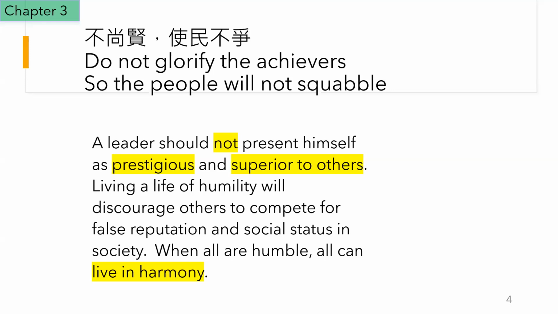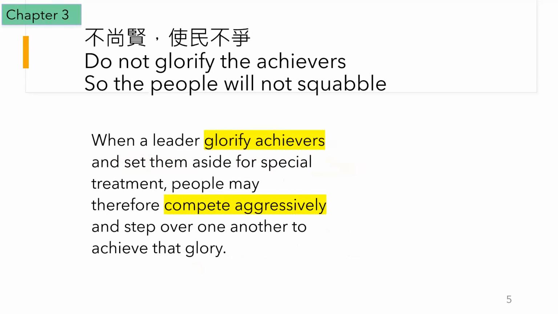So it is very important to have a good leader in a community or organization, because his example can have a very positive influence over the people he governs, guides and teaches. Okay, 不尚贤，使民不争. On the contrary, when a leader glorifies achievers, always praises somebody for their success and sets them aside for special treatment, treating achievers as very special and others as ordinary, then people might compete aggressively. When people start to compete with each other, they might step over one another to achieve that glory given by the leader.